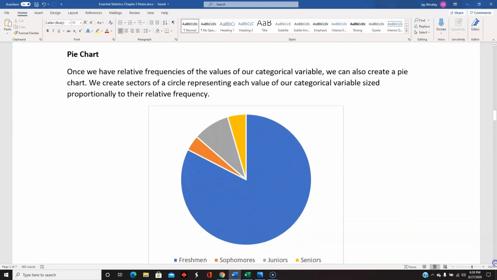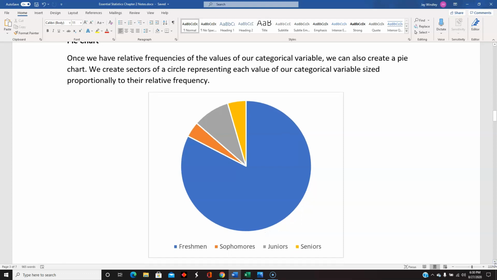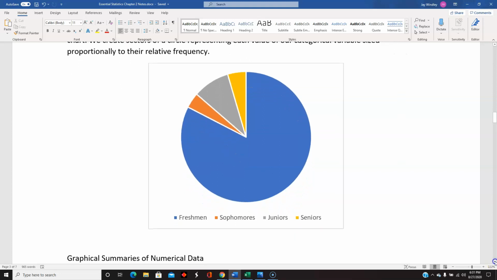Also, once you have relative frequencies, you can do something called a pie chart. So we have a circle, which is split up into sectors, and each one of these sectors is sized proportionally to the proportion of the value of the variable that it represents. So this chunk over here represents the freshmen, so that's 83% of the circle. And this chunk here represents the seniors, and that's 5% of the circle. Just another way of graphing categorical data.